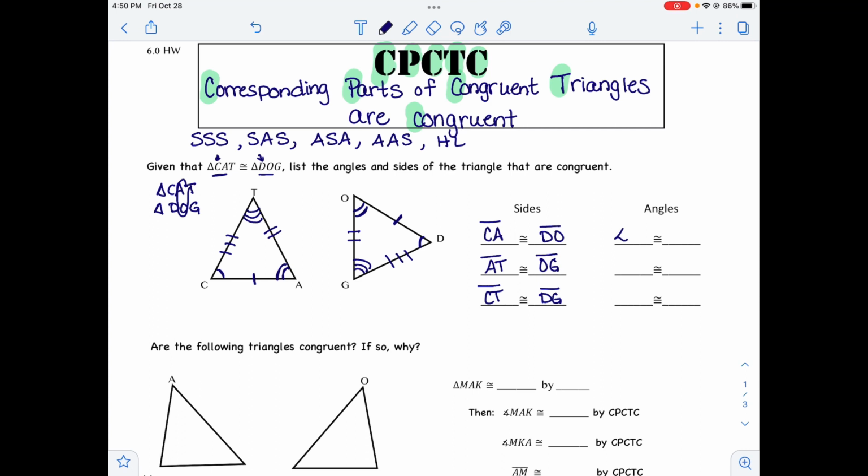So angle, and you can do it this way. Some people do it that way. I do a mix. Angle C is congruent to angle D, and then angle A to angle O, and angle T to angle G. So we proved first, we were given actually, that they were congruent triangles. And then because we knew they were congruent triangles, so this is our first part we have to prove, then we could prove that the sides were congruent and the angles were congruent.